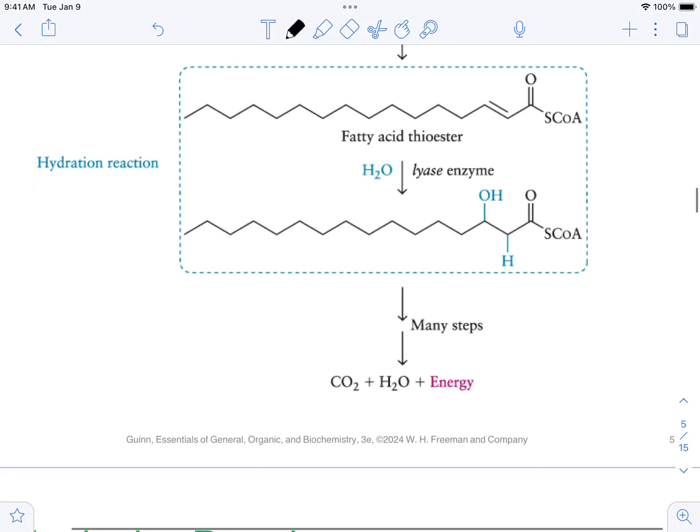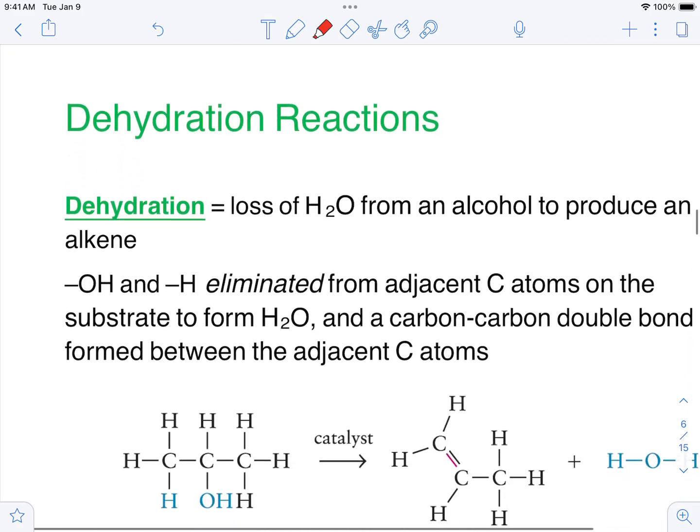Here's a hydration reaction, another example here. So we have a fatty acid thioester. Look for your double bond here, not your carbonyl double bond group, but the double bond that I just highlighted. Again, your H wants to be on the carbon closer to the carbonyl group. So that is why the H is on that carbon, and then the OH is on the other carbon. So if you have the same number of H's, that's how you decide.